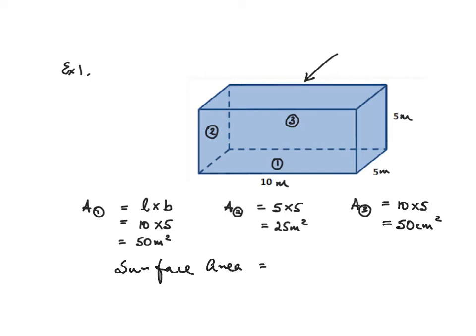And the surface area then is found by adding all these together and then multiplying by 2, because we've got to have the area of all 6 faces. So that's 2 times 125, that's 250 metres squared.